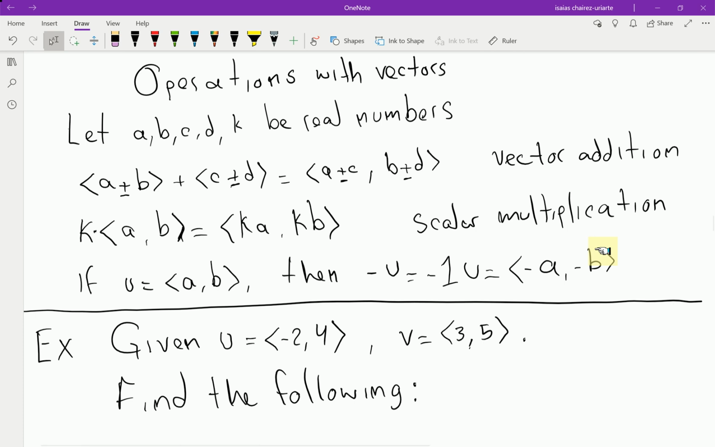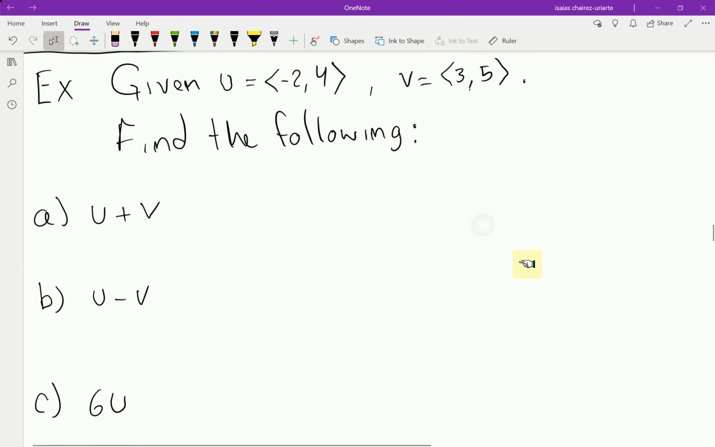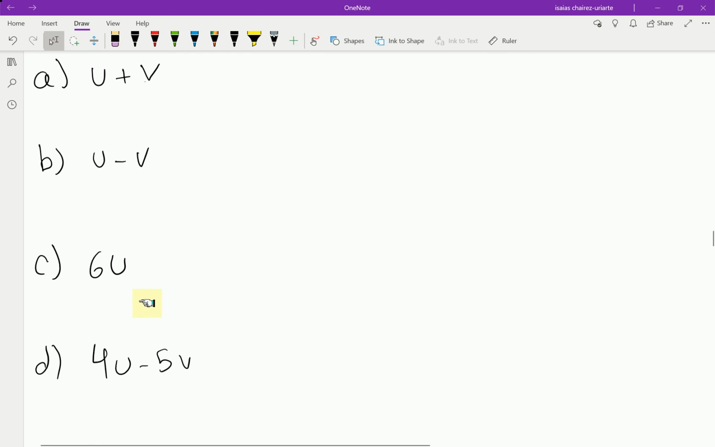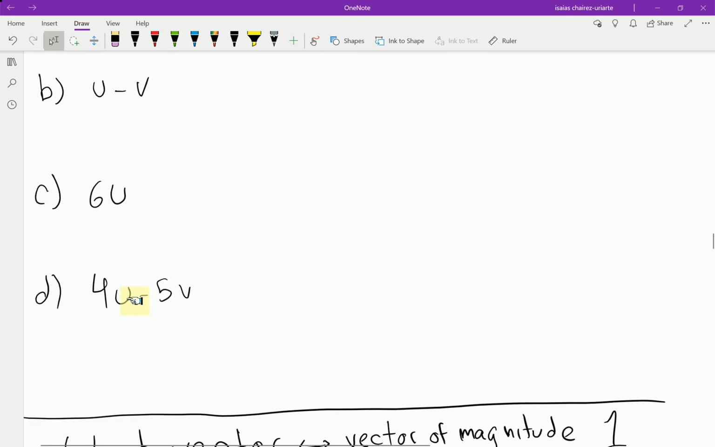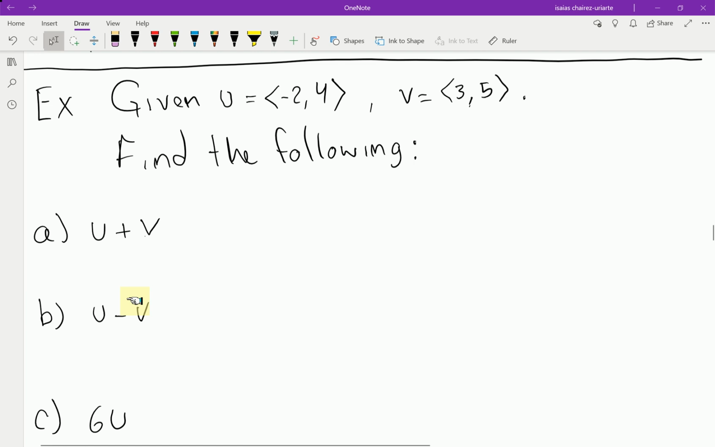All right, let's think about these operations with vectors. Right now we have addition, subtraction, and scalar multiplication. If I give you these two vectors, negative 2, 4, and 3, 5, I want you to find the following: u plus v, u minus v, 6 times u, and 4u minus 5v. Take about 5 minutes, pause the video, and see if you can answer these questions.